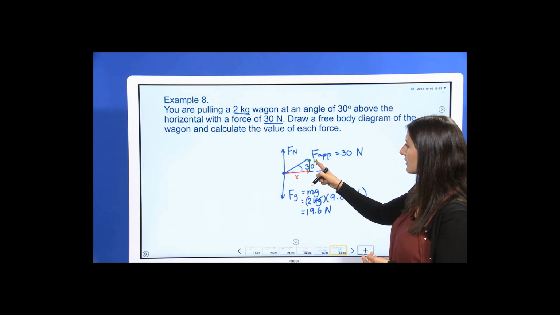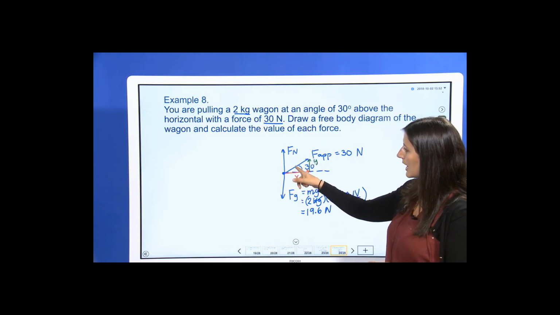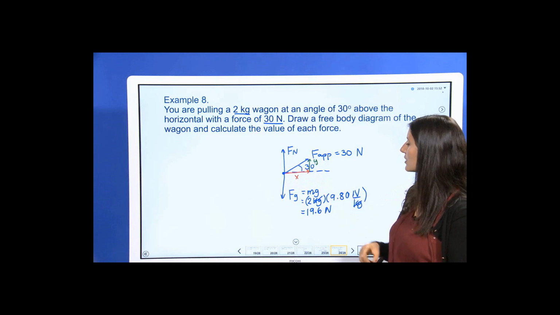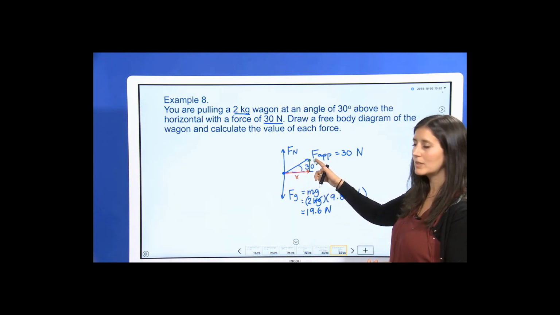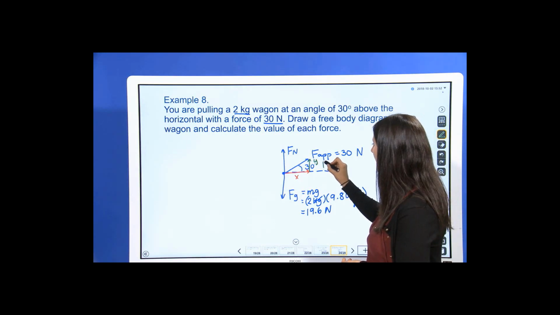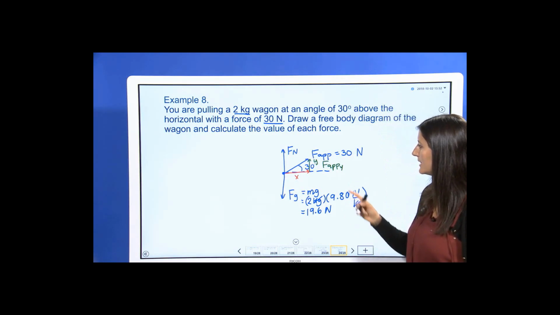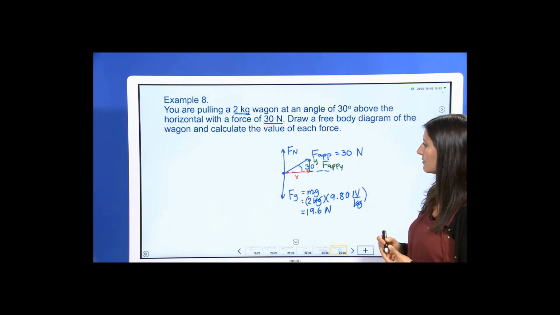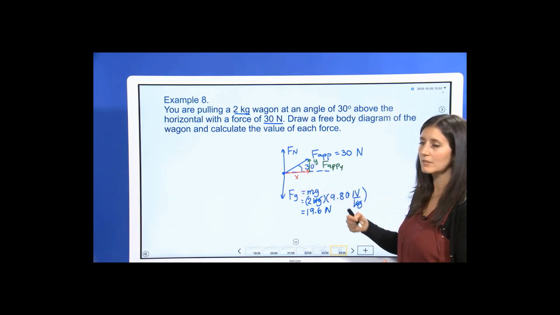So first let's find this y component. Okay, well here we have a right angled triangle. My angle is 30 degrees and my F applied, which is my hypotenuse, is 30 newtons. I'm looking for the y component. I'm going to call this F applied y. Okay, so it's the y component of my F applied. It's the opposite side of my 30 degrees.